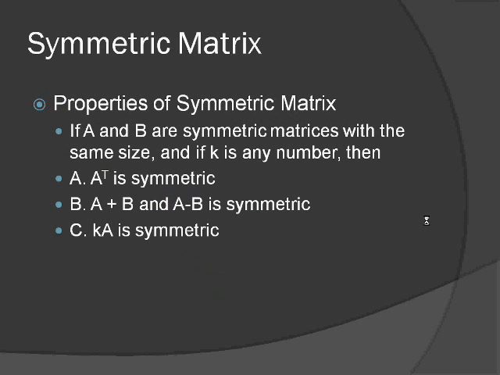Properties of symmetric matrix. If A and B are symmetric matrices of the same size, and if K is any number, then A transpose is symmetric. A plus B and A minus B is symmetric. A times K is also symmetric.